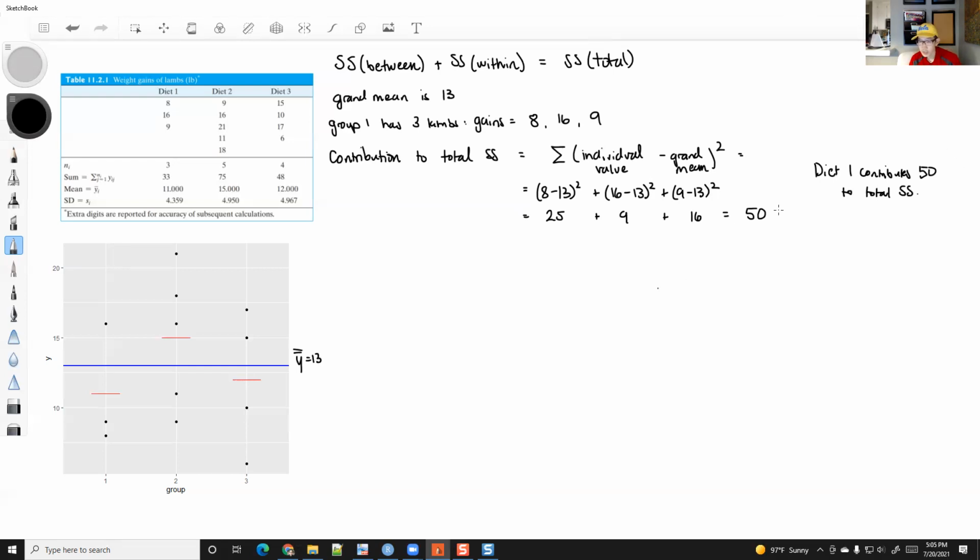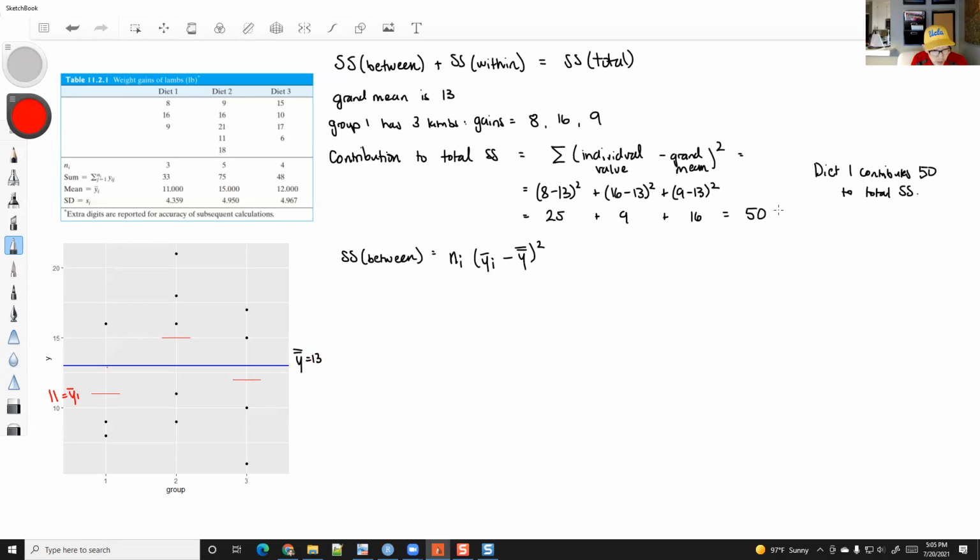All right, so then let's look at the sum of squares between the groups. Sum of squares between is we're going to take the group mean, y bar i, so the mean of group 1, and ask how different is group 1 from the grand mean? Group 1 has a mean of 11, and the grand mean is 13.